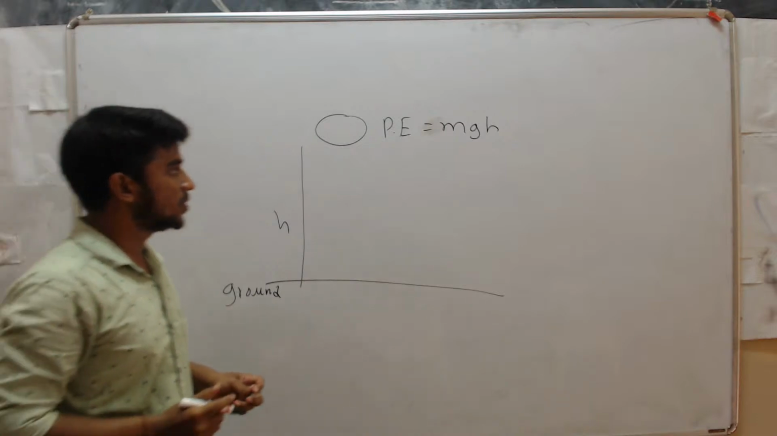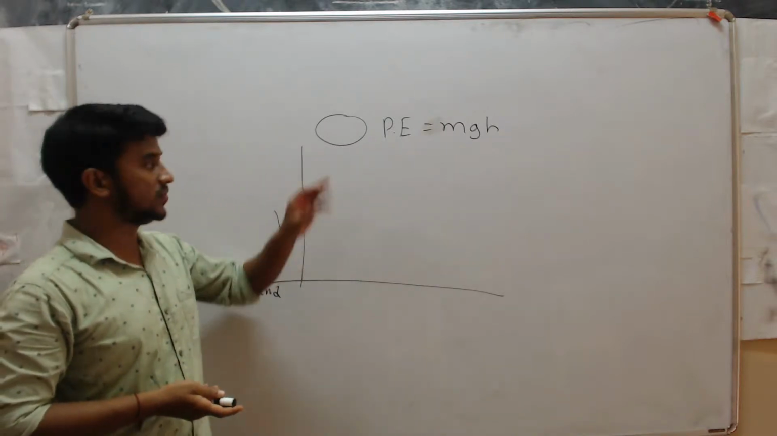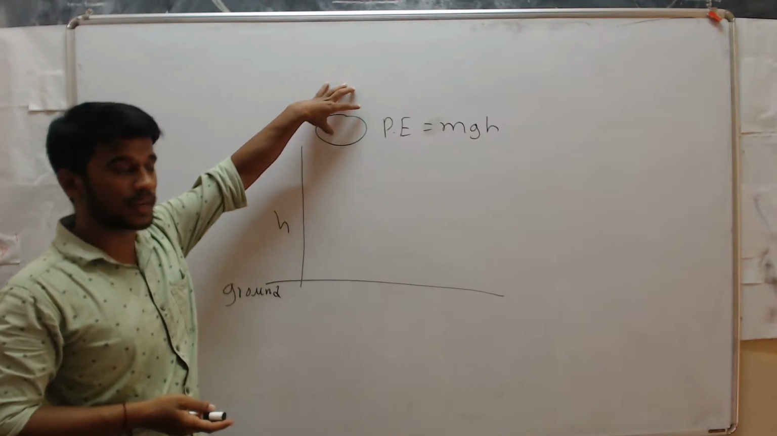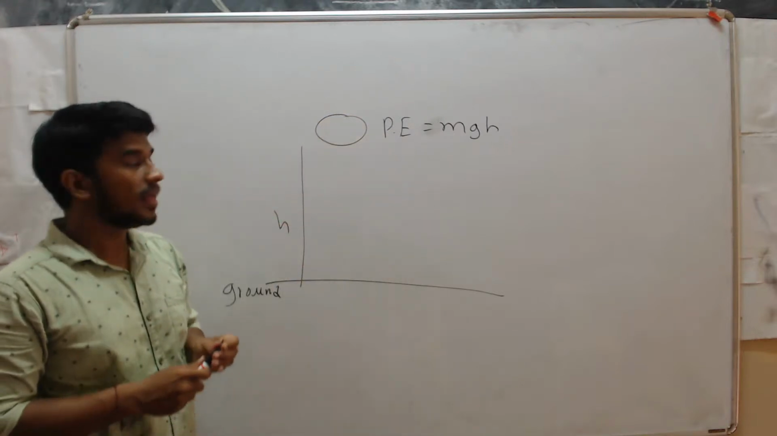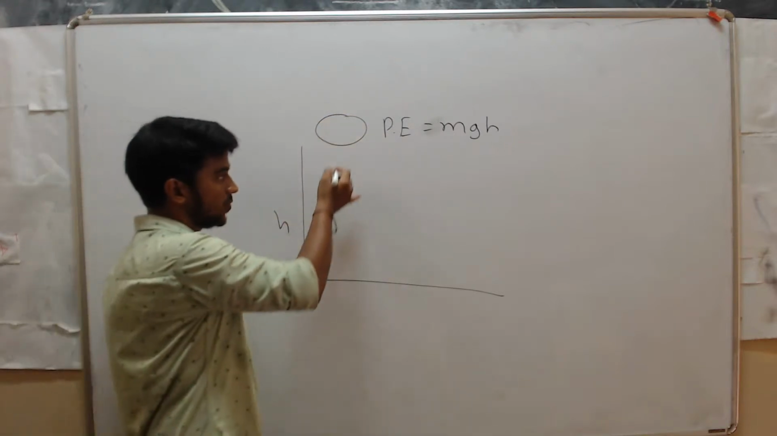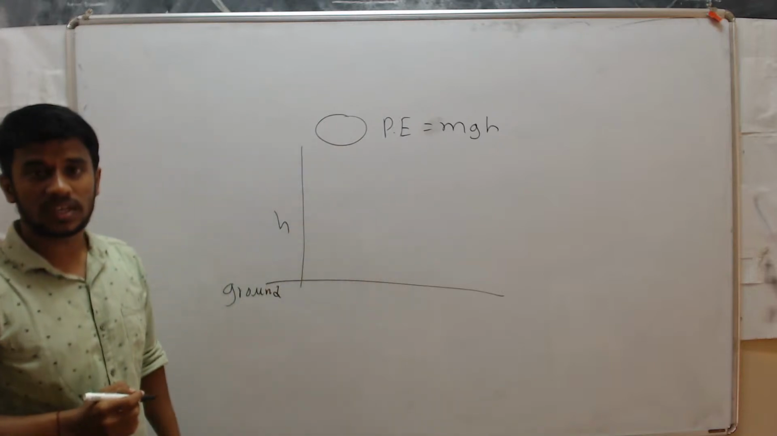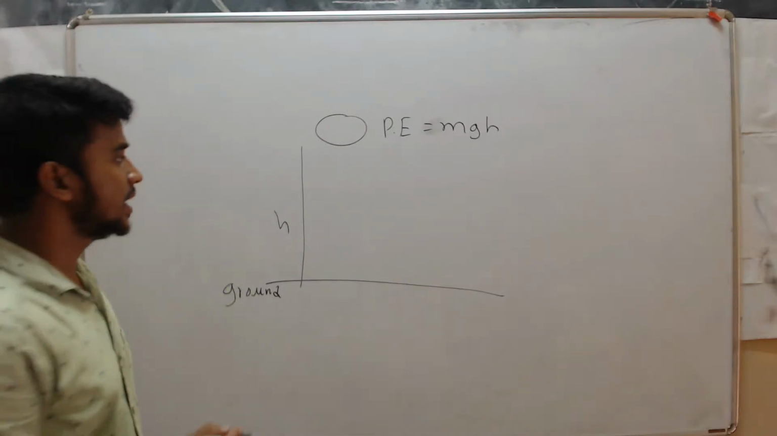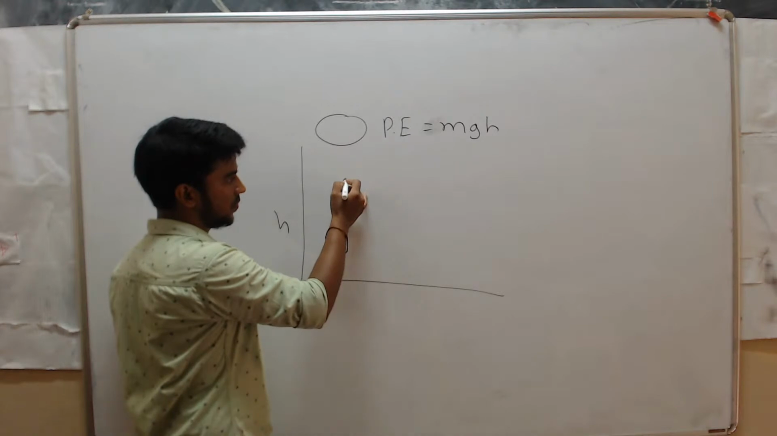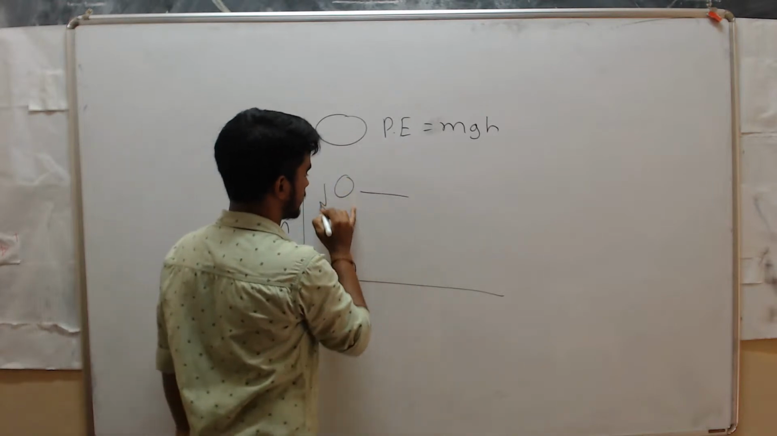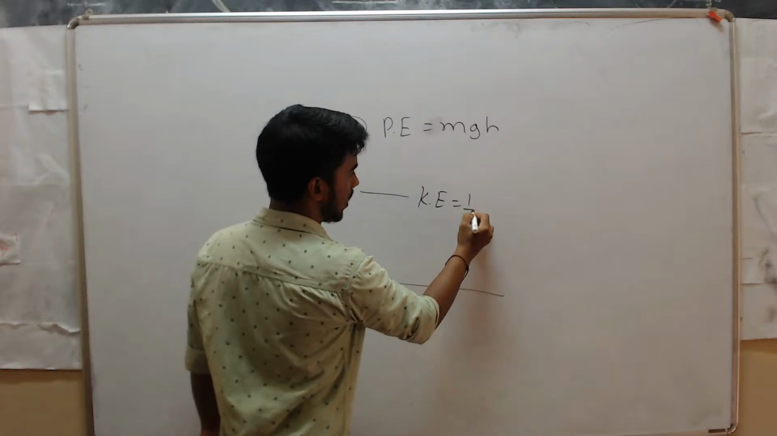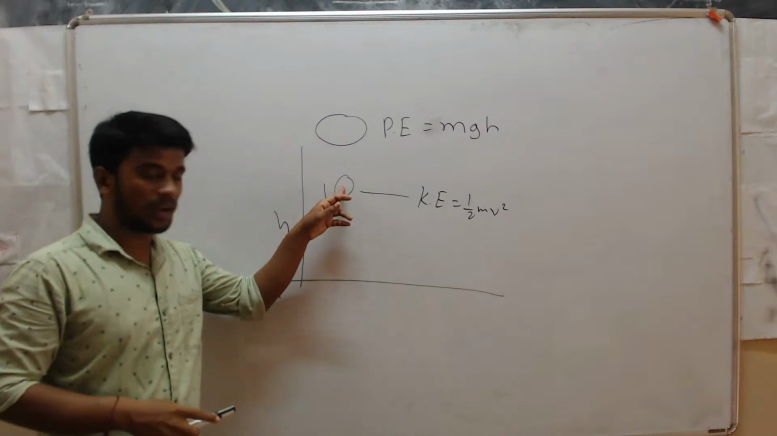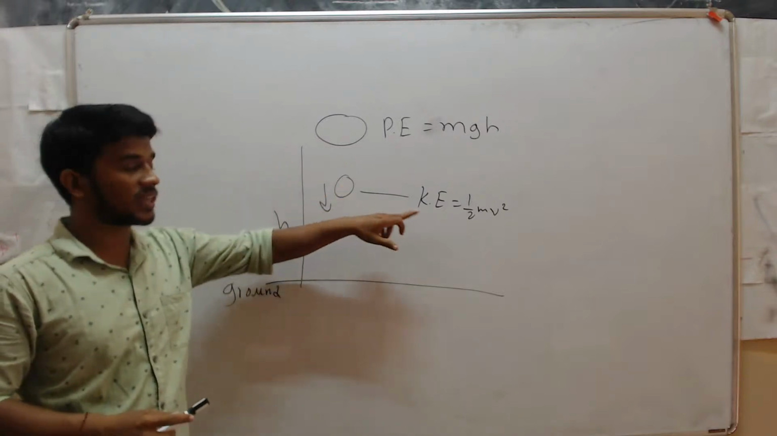Now without any external force, if you drop it, what will happen? It starts to fall down. While falling, it is in motion, right? Then it possesses kinetic energy, that is equal to half m v square. So while falling, this object possesses kinetic energy.